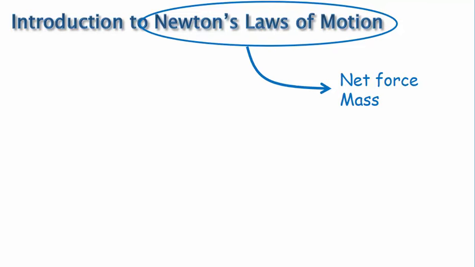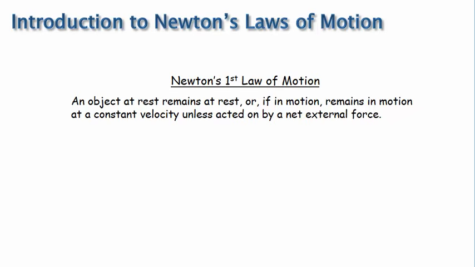It's stated in a variety of ways. Here's one way of stating it. An object at rest remains at rest, or if in motion, remains in motion at a constant velocity unless acted on by a net force.